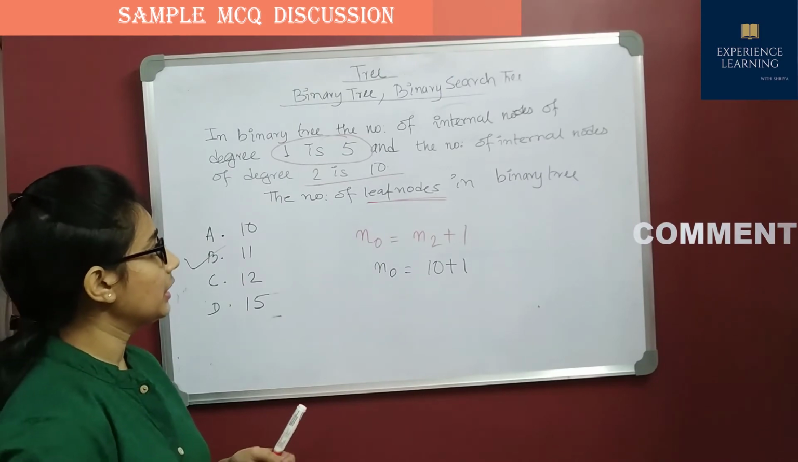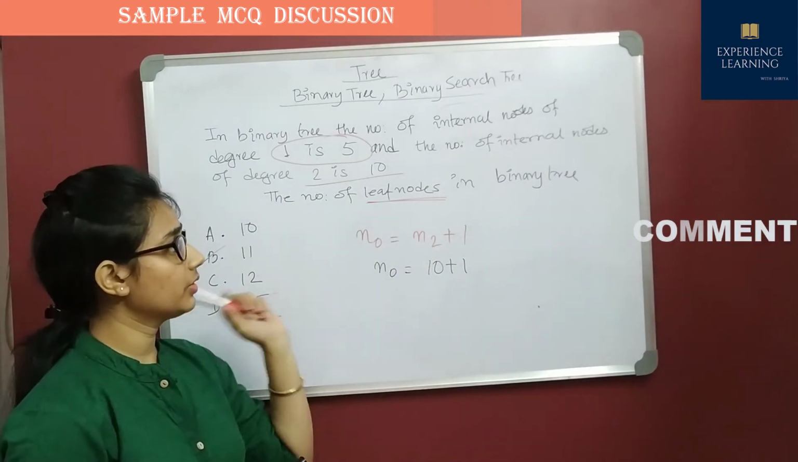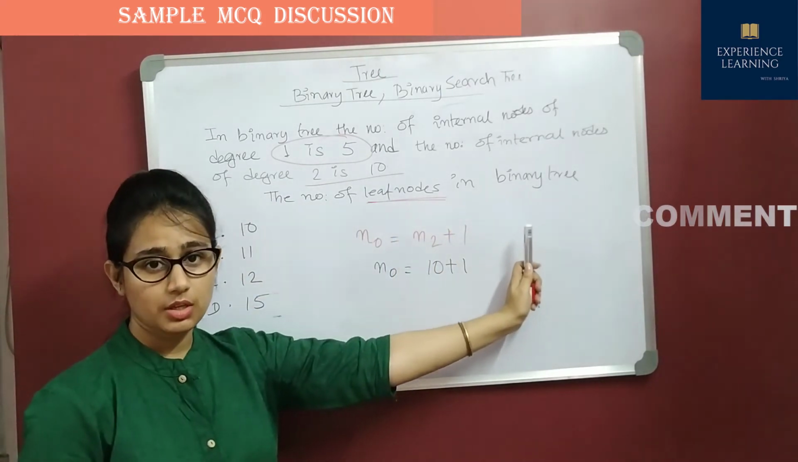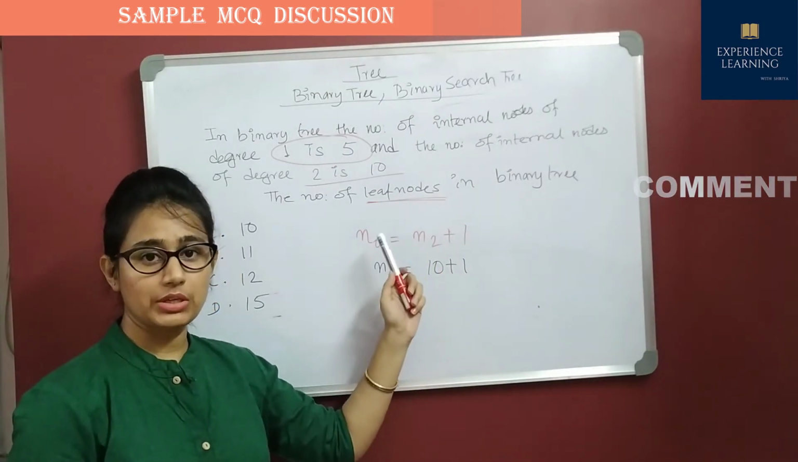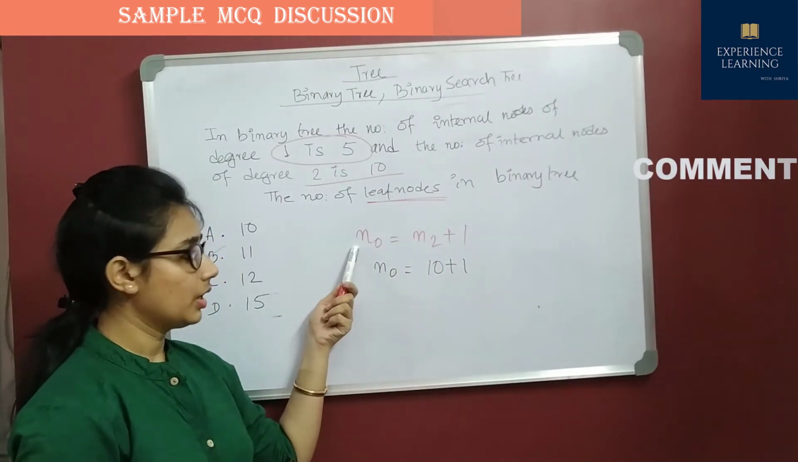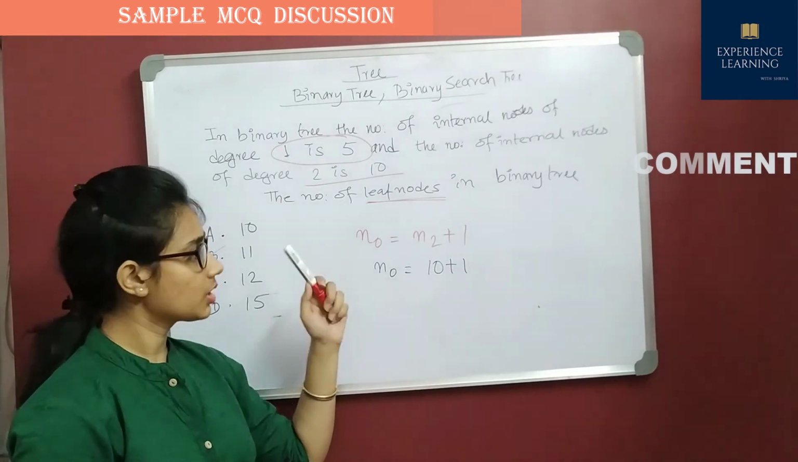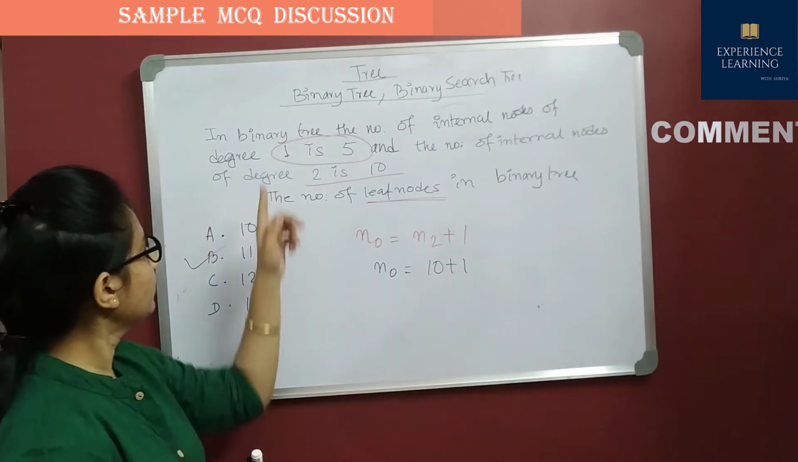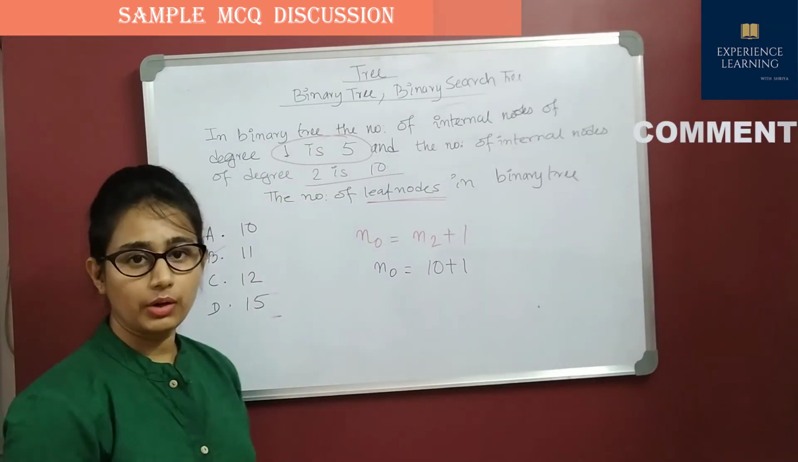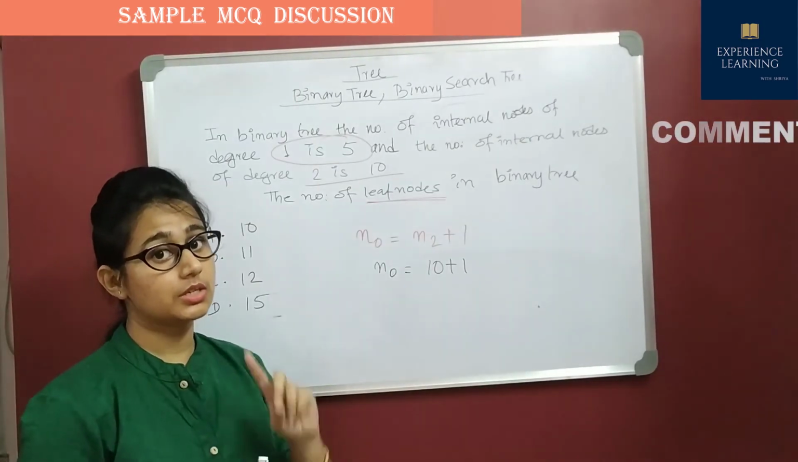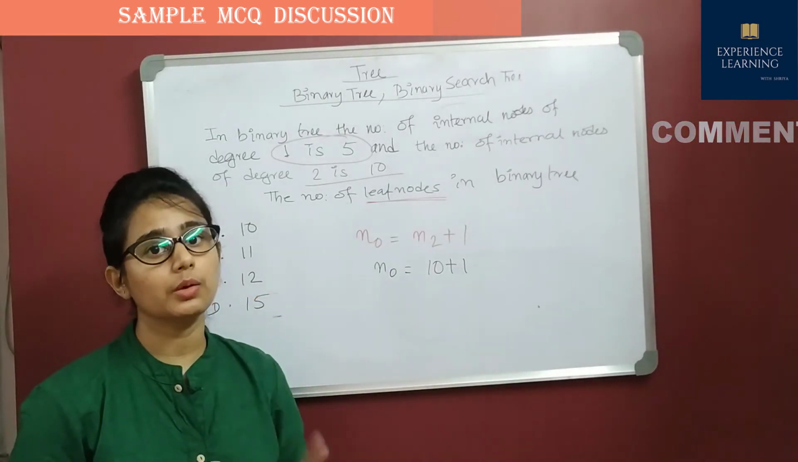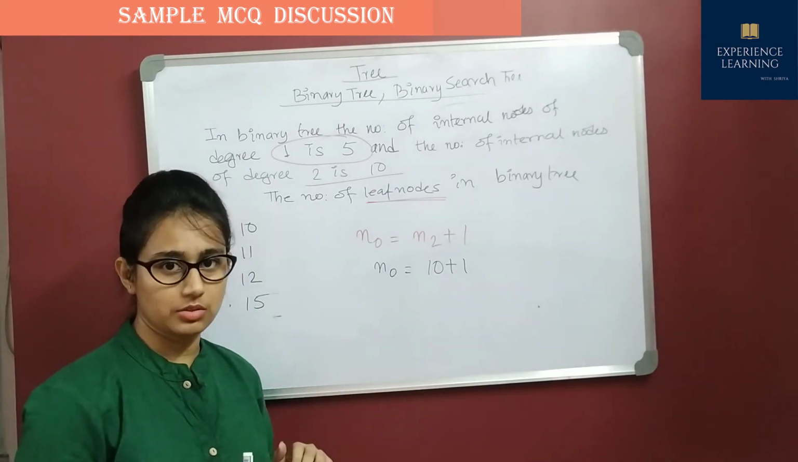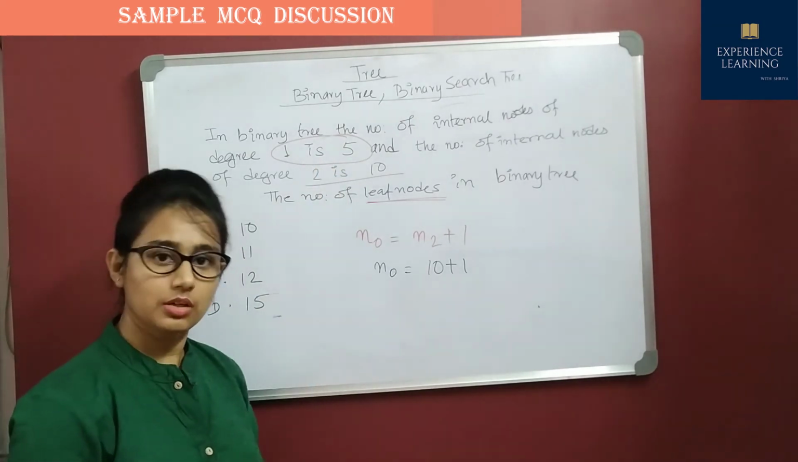But remember, if the question gives the total number of nodes, then you have to consider all of this: number of leaf nodes, number of nodes of degree 2 and then degree 1. If the question asks you to find the total number of nodes in the binary tree, then you have to also consider this one.